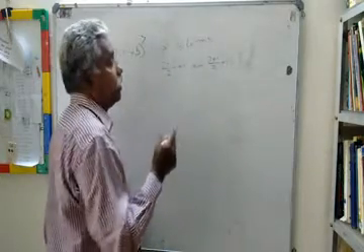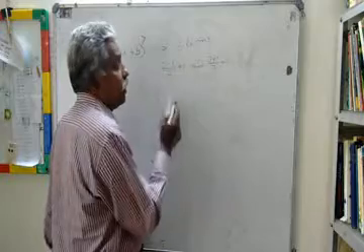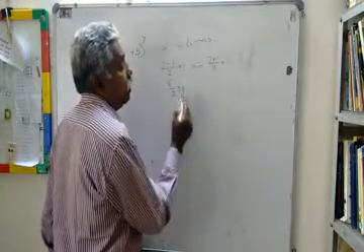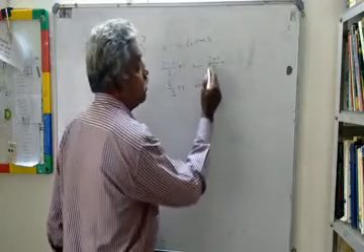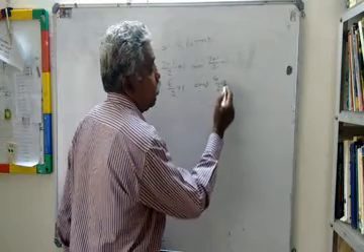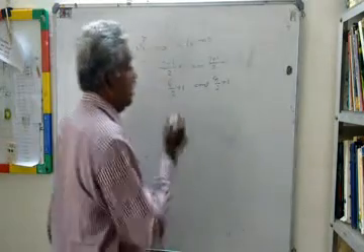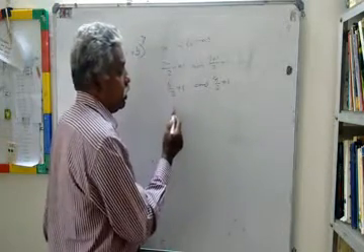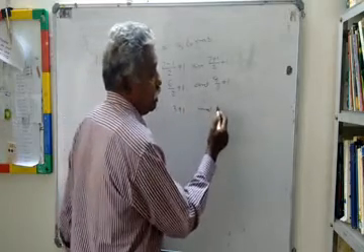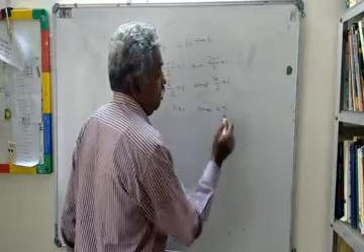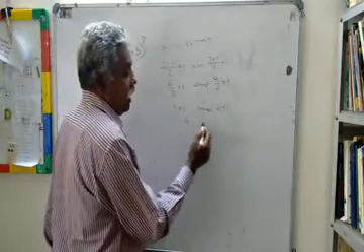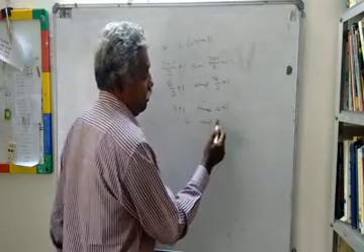Then what would be the terms? 7 minus 1, which is 6, by 2 plus 1, and here 7 plus 1, which is 8, by 2 plus 1. Here 6 by 2 is equal to 3, plus 1, and here 8 by 2 is equal to 4, plus 1. Then the middle terms are the 4th and 5th.